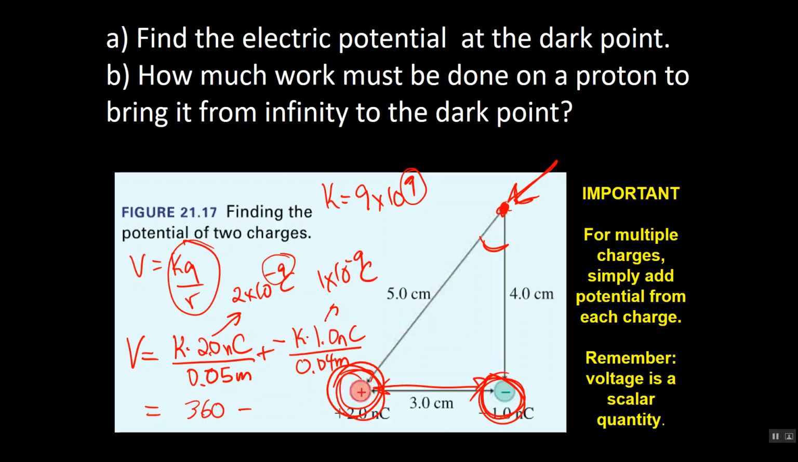360 minus 225, is that it? And that's going to be equal to, this is the hardest part, 100 and what? 135 volts. Cool, we did that in our head. All right, so the answer would be 135 volts.